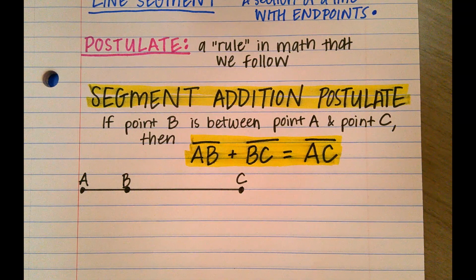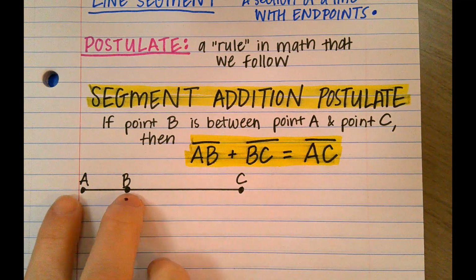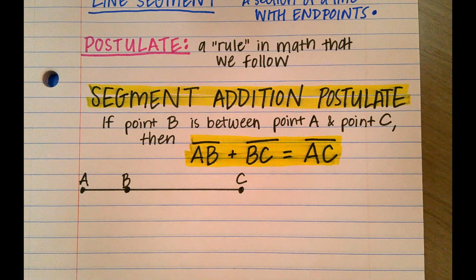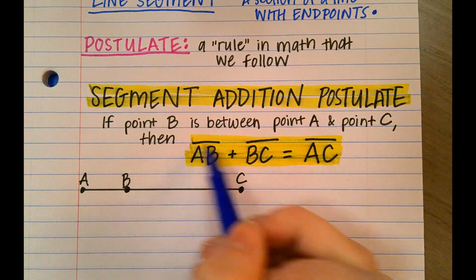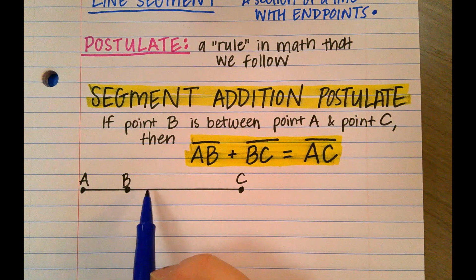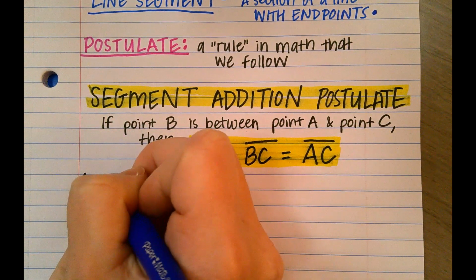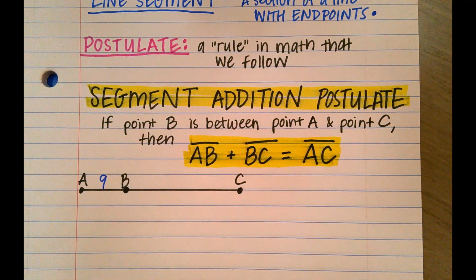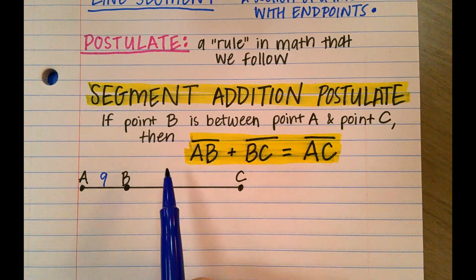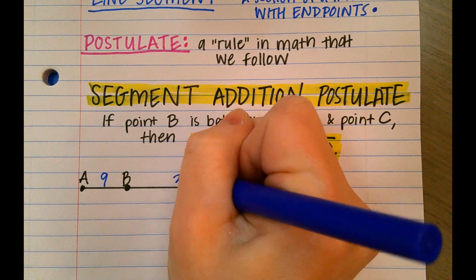And here's how we use the postulate. If this is A, B, these 2 points, AB with a line over it means the distance from A to B. So that might be labeled with, let's say, 9. We'll put a 9 there. Then from B to C, let's say that's 32.